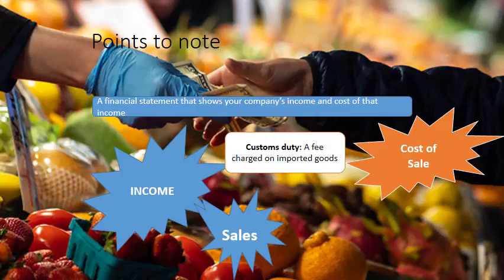Basically those are the 2 classes of items we have in the trading account: the sales and the cost of sales. However, we are going to unfold a lot of things in the cost of sales item, and in the sales not much. So let's get into it.